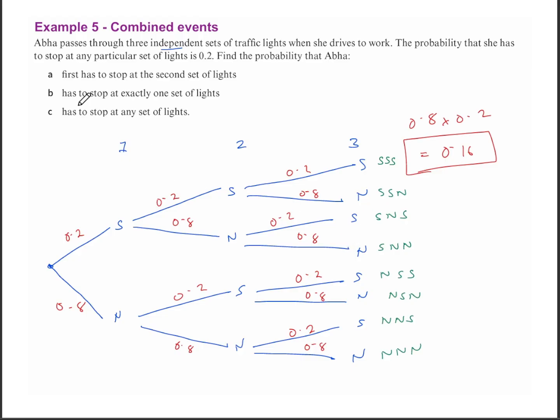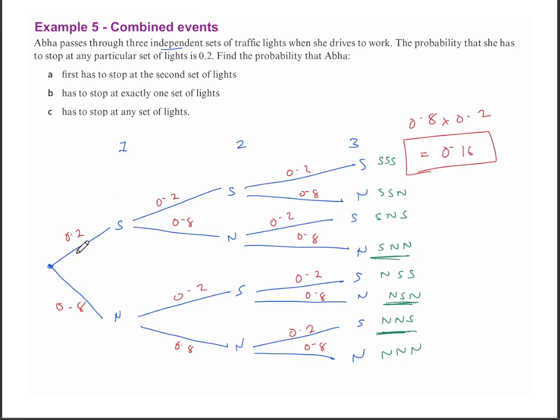Here what it asks is that she has to stop at exactly 1 set of lights. Which ones are those scenarios? It's this one right here, where she stops only on the first one. This one right here, where she stops only in the second one. And this one right here, where she stops only in the third one. Then for each of these, we're going to find their probabilities.